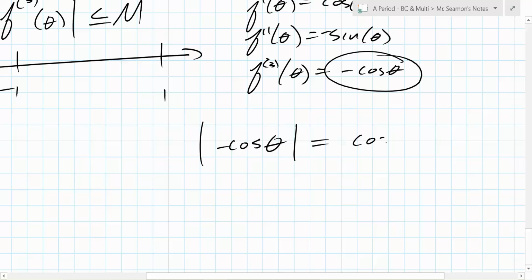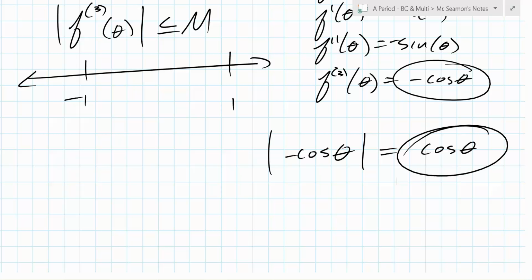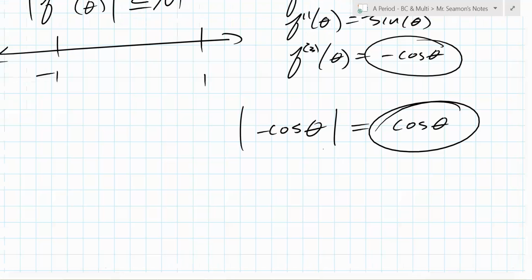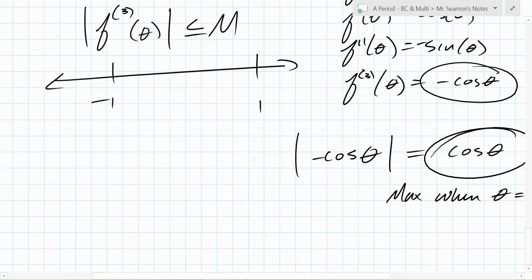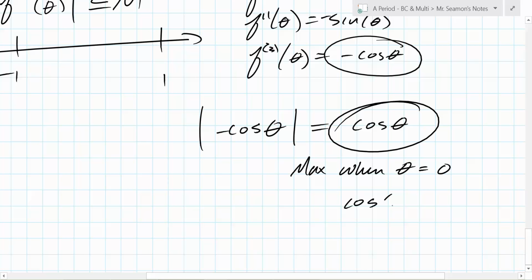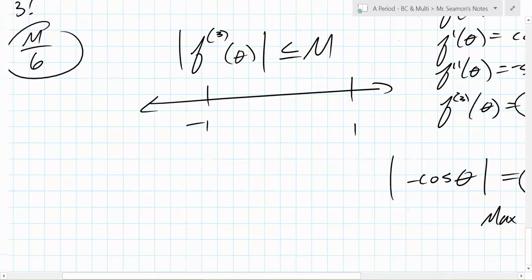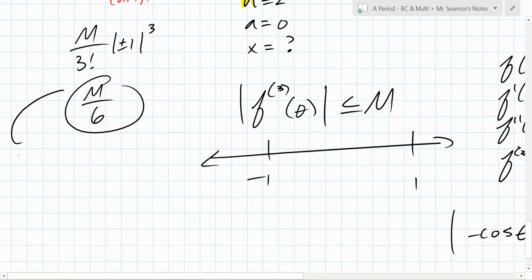So the question is, where is cosine maximized from -1 to 1? Because it's concave down at x equals 0, right? So this is max when theta is what? 0. So we plug that in, and what is cosine of 0? 1. So where do we plug that in? There. So our maximum error is 1/6.